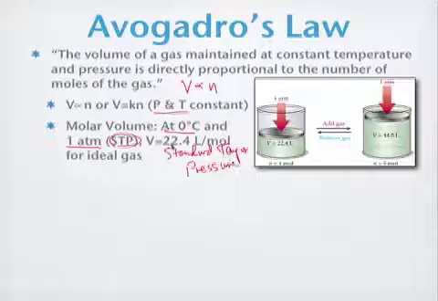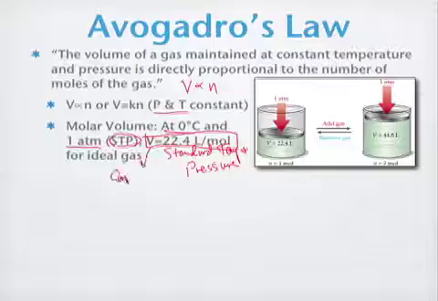And at these conditions, the molar volume of a gas is given by 22.4 liters for every mole for an ideal gas. And this is generally what we're going to do. We're going to use this as a conversion factor, especially when we get to things like stoichiometry of gases in a bit. And these conversion factors are going to allow us to determine the number of moles.